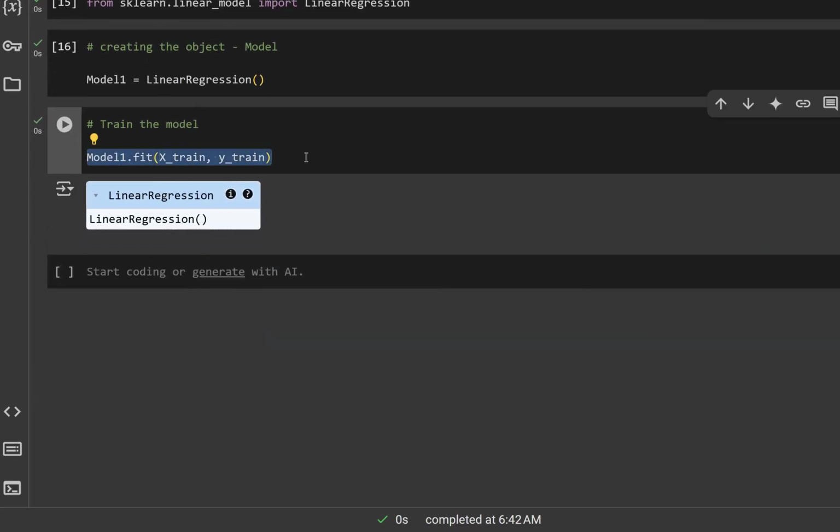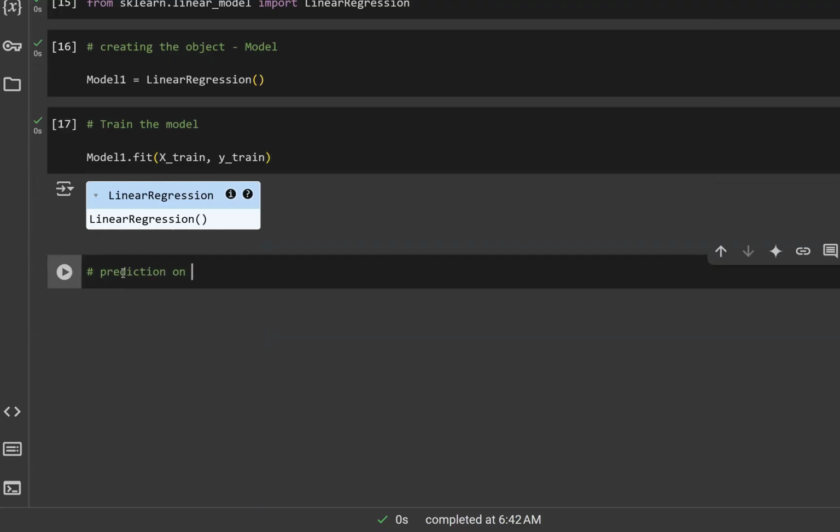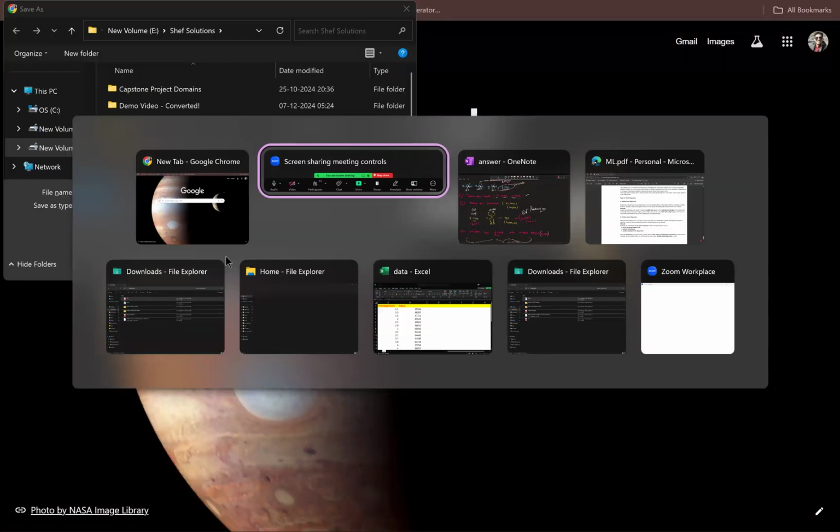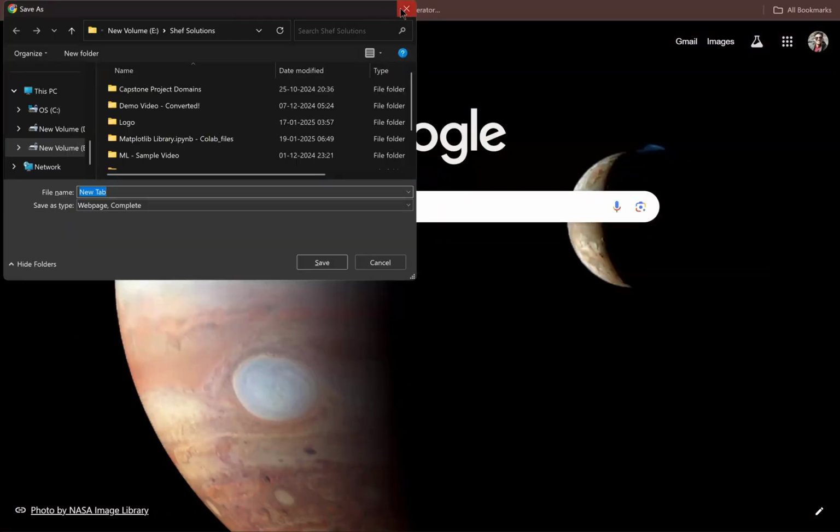So now, is this correct? We will make the prediction on X test.